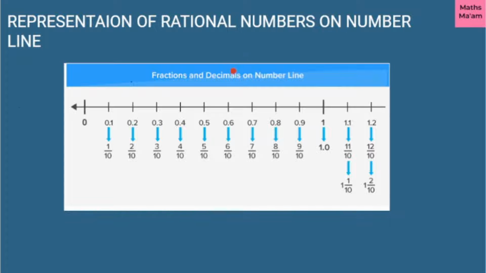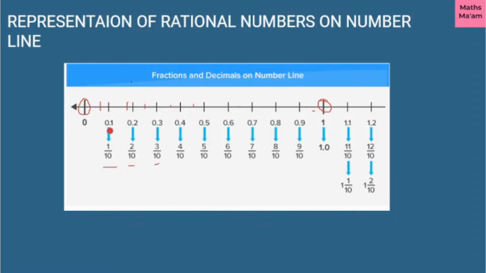Representation of rational number on a number line. How we can represent a rational number on a number line? Either we can represent it in the fraction form like this or in the decimal form. So you can see here 0 and 1 are two numbers, and in between we have made 10 parts: 1 2 3 4 5 6 7 8 9 and 10 parts.